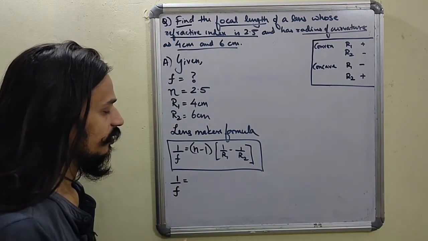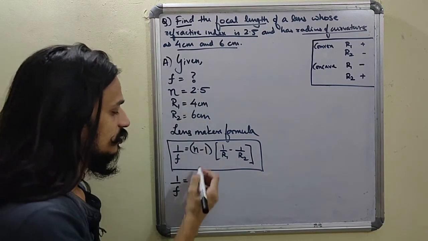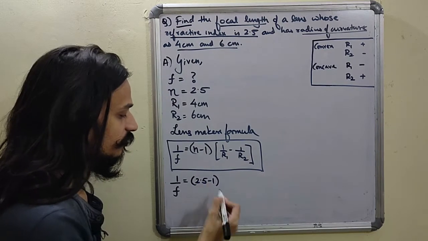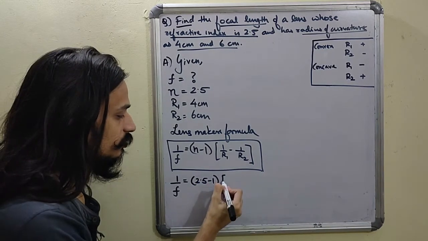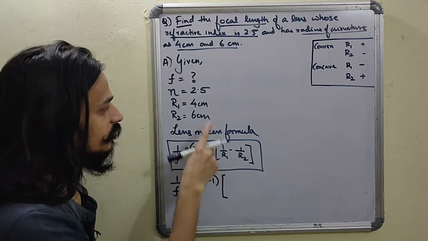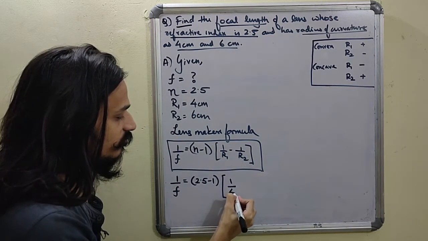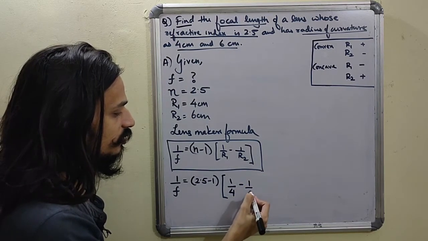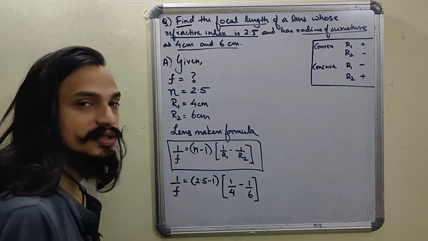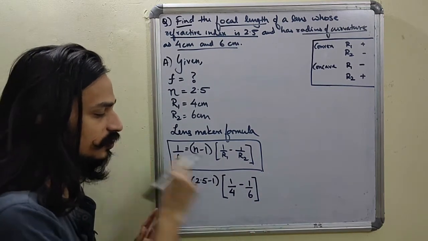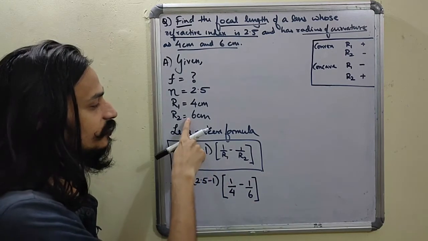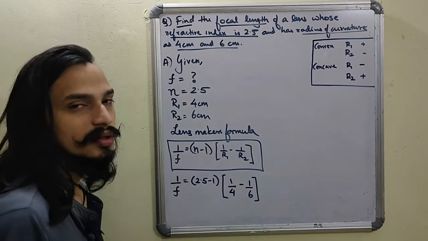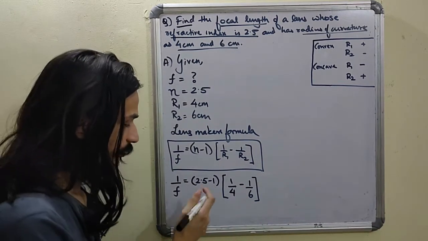I don't know f, so I leave it as f equals to n minus 1. Now n value is 2.5, so 2.5 minus 1 into 1 by R1. So R1 is nothing but 1 by 4 minus 1 by R2, which is 6, 1 by 6. Okay, I did not change any symbols for the numbers here. If I give it to you in the sum as minus 6, then you will use minus 6 here. Then minus goes up and will become plus.